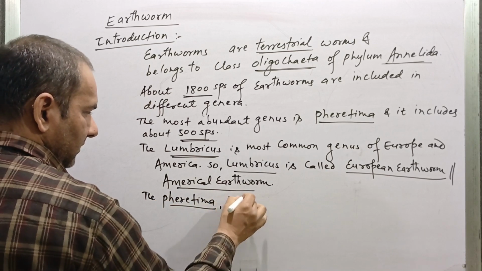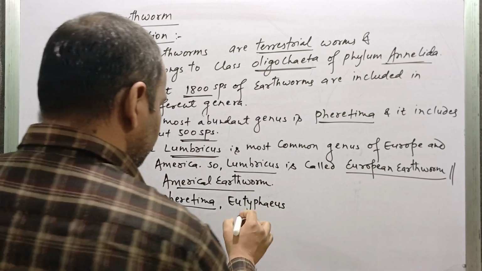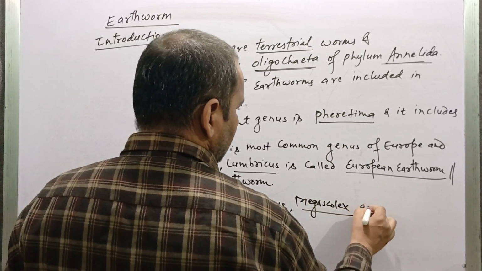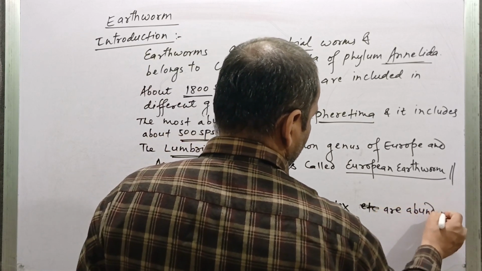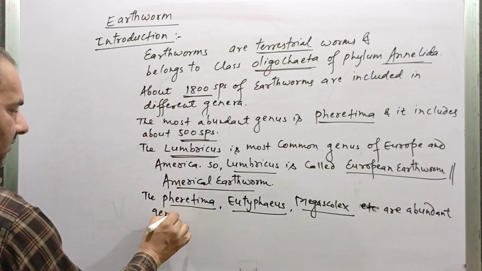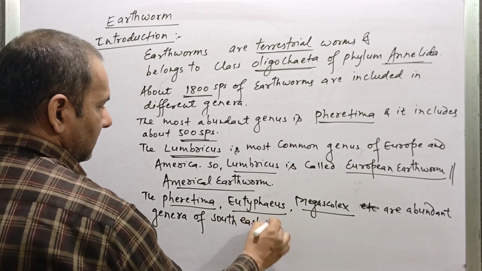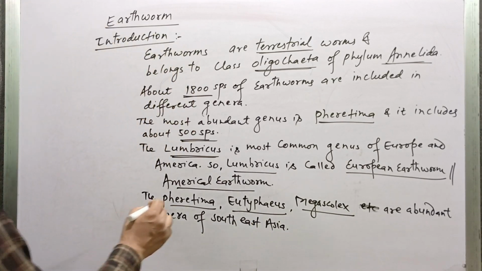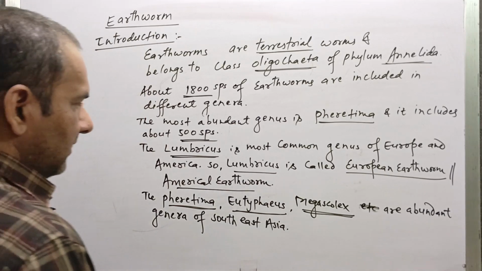In the same way, Pheretima, Eutyphaeus, Megascolex etc. are abundant genera of Southeast Asia like India, Nepal, Pakistan, Bangladesh, etc. So, they are also called as Indian earthworm as they are more abundantly found in the Indian continent like India, Nepal, Bangladesh, Pakistan, etc.